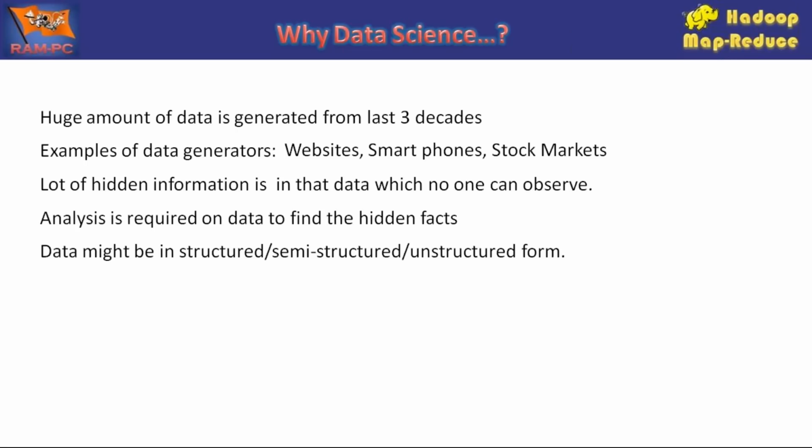Another important thing is the data may be available in structured, semi-structured or unstructured format. Structured means it is in table format, tabular format. Unstructured means it may be in text format, and semi-structured means it may be in HTML or XML format. They have some structure, but not completely a table structure. So several formats of data are available.